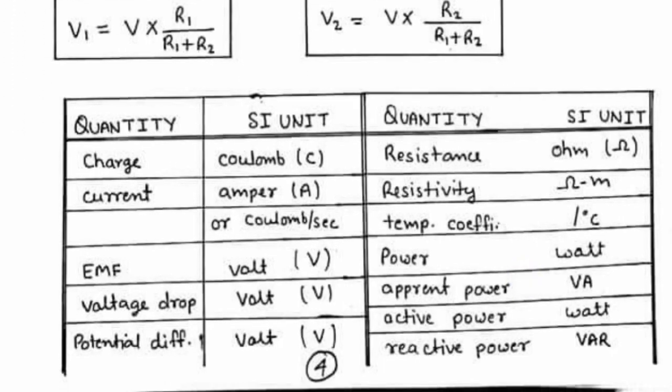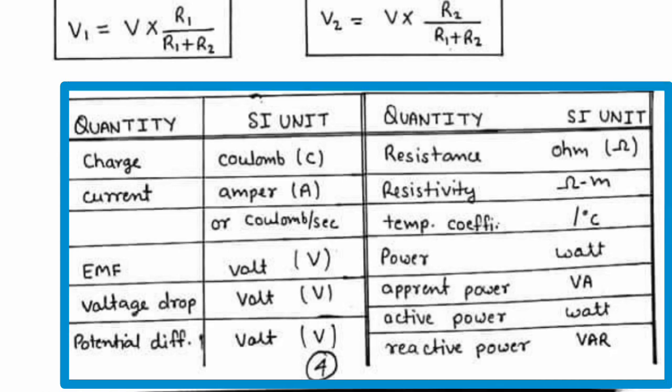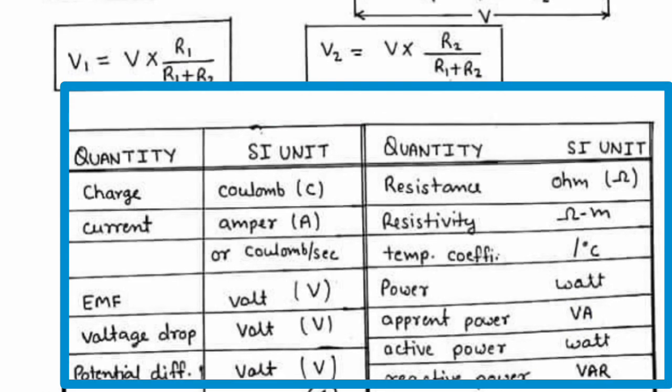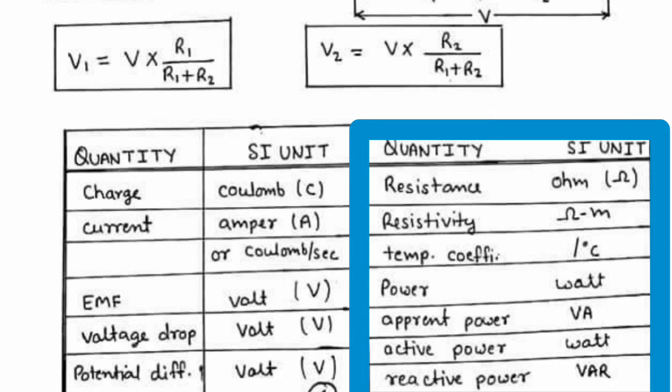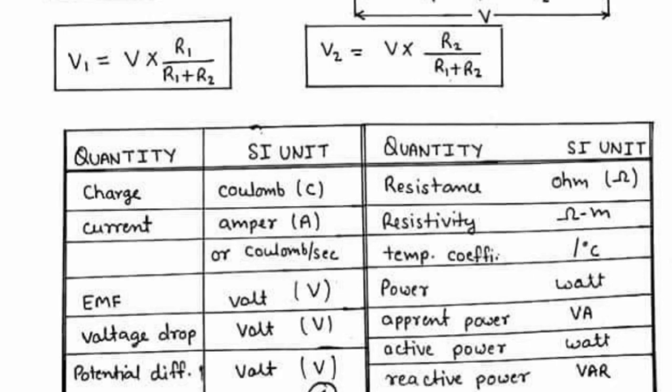Quantities and different units. If you remember these quantities and different units: charge, coulomb; current, ampere. Everybody knows that. Another unit of current is coulombs per second. EMF, volts; voltage drop, volts; potential difference, volts; resistance, ohm; resistivity is ohm meter; temperature coefficient is per degree centigrade. Power, that means true power is watt, apparent power is volt ampere, active power is watt, reactive power is VAR.